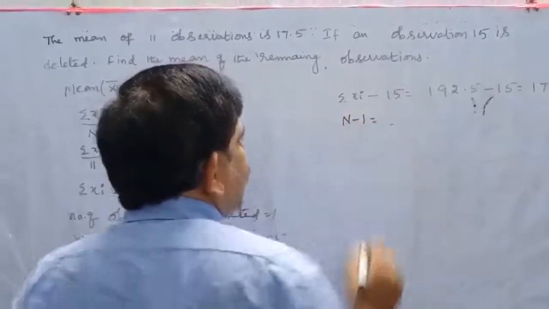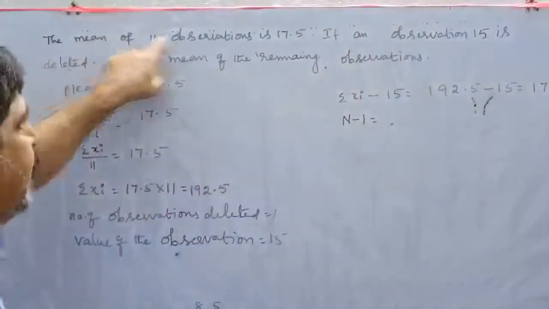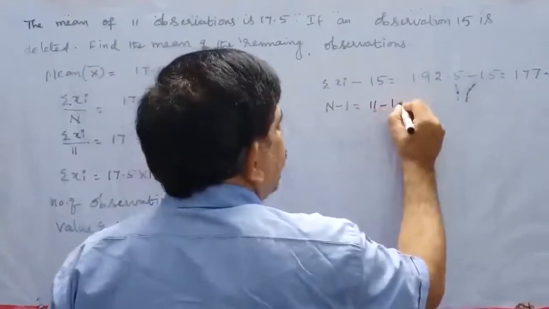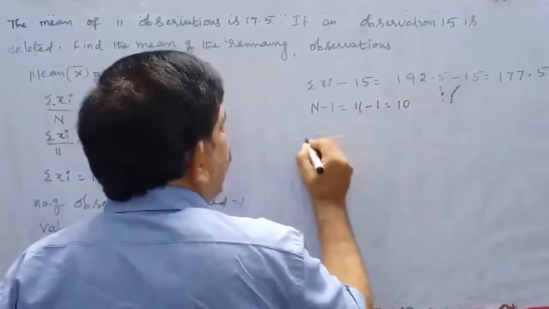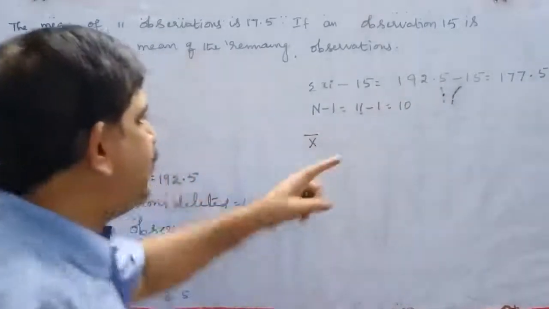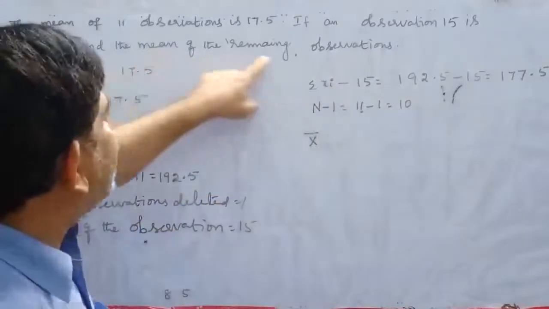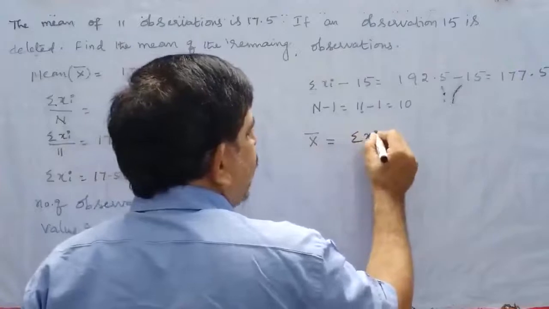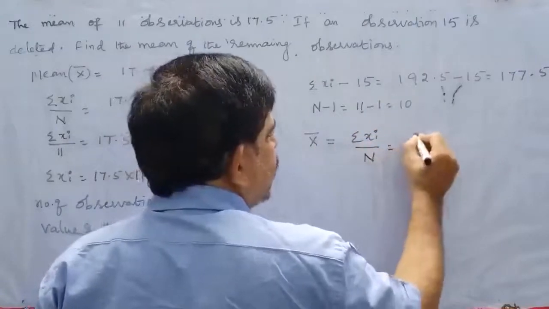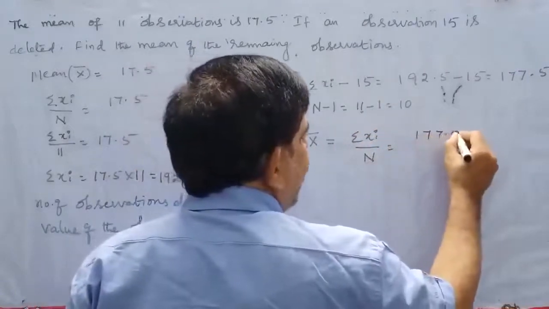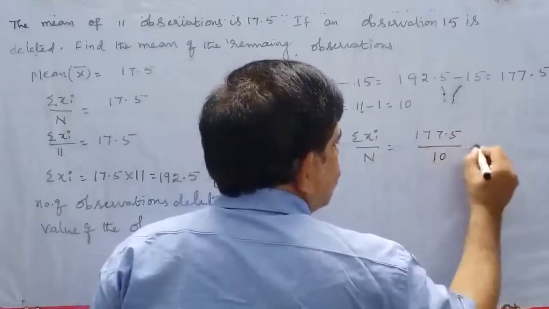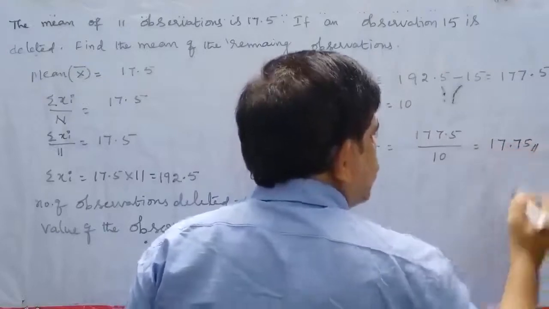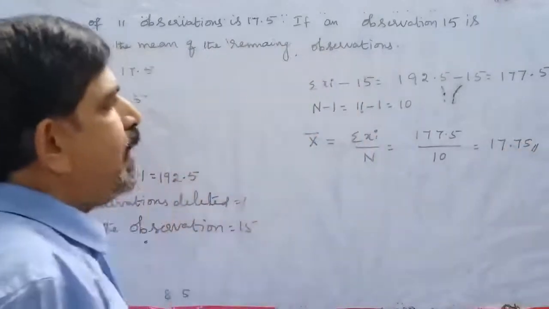Next, n minus 1. Why n minus 1? From the total number of observations 11, we have to remove one observation, that is 11 minus 1, which is equal to 10. Now we have to find x bar, the mean of the remaining observations. So x bar is equal to sigma xi by n, that is 177.5 by 10, which is equal to 17.75. So this is the mean of the remaining observations.